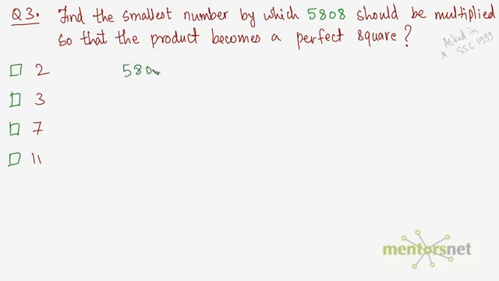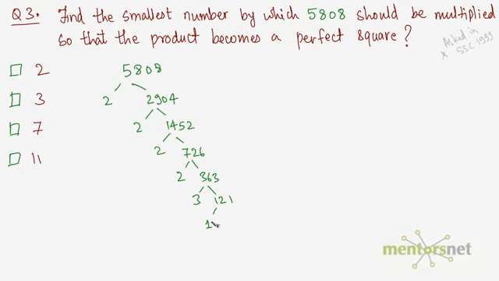So 5808, when it is divided by 2, you get 2904. When again it is divided by 2, you get 1452. Again divided by 2, you get 726. Again dividing it by 2, you will get 363. 363 can be divided by 3. So you get the answer as 121. And 121 can be divided by 11. So 11 times 11 is 121. So let us express 5808 as a product of prime factors.